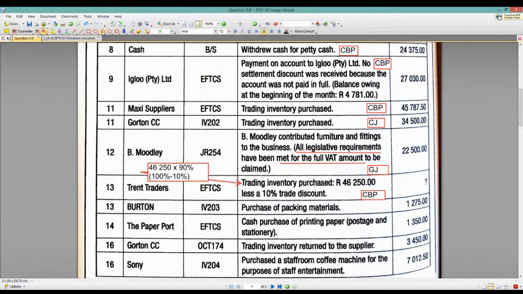Okay, then on the 13th, Burton purchase of packing material. So that was also an invoice. So that would also be your creditors journal. And then on the 14th, Paper Port, cash purchase of printing paper, postage, and stationery. So that is your cash book payment. Okay, so I'm going to stop here and then we'll go capture this information. So from the 11th till the 14th.